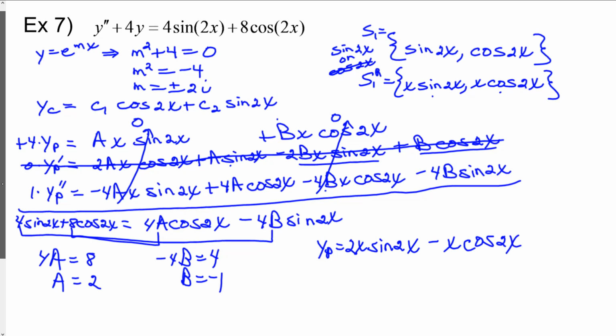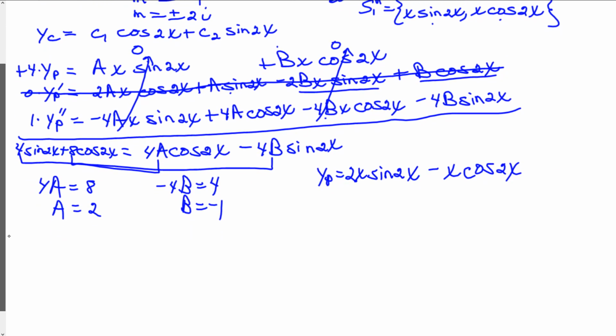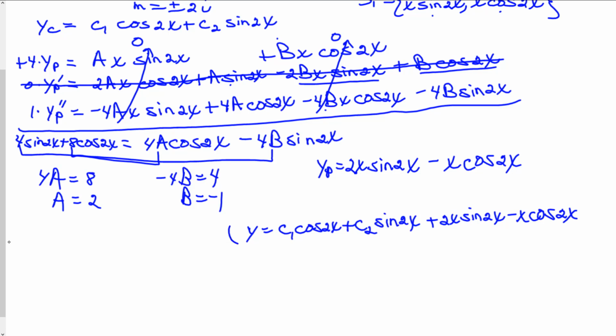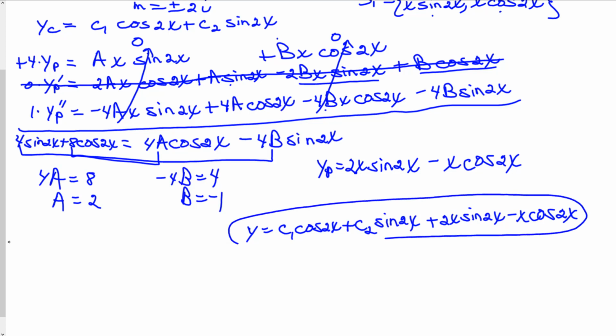Once you have y sub p, then you know what to do. All you have to do is go back and write y equals y sub c plus y sub p as your general solution. So y equals c1 cosine 2x plus c2 sine 2x plus 2x sine 2x minus x cosine 2x. That is the general solution to the entire differential equation.